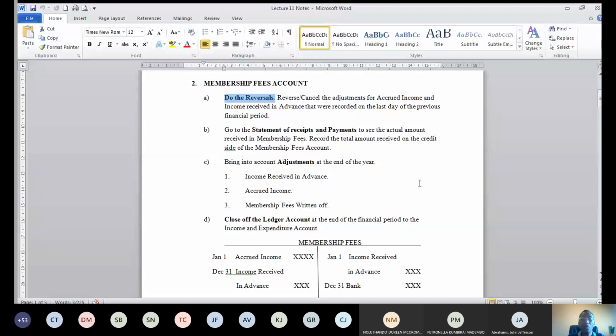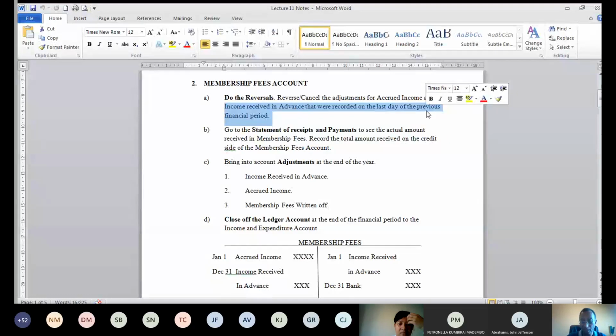I have just explained to you now why we need to cancel your reversals, guys, or your adjustments. It comes down to the fact that the adjustments that you have put through on the last day of the financial year, you cancel them on the first day of the financial year. So we say, under step A, you need to reverse or cancel your adjustments for accrued income and income received in advance that were recorded on the last day of the previous financial year. Those entries must be cancelled.